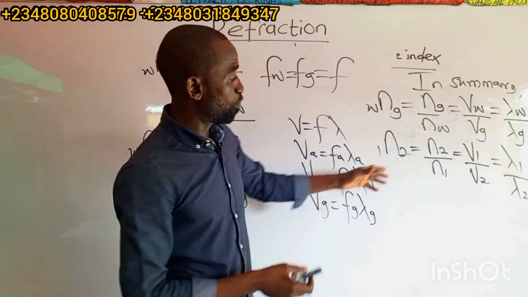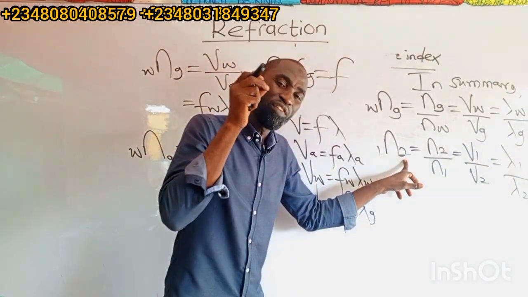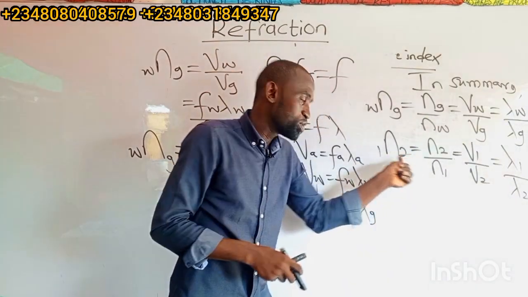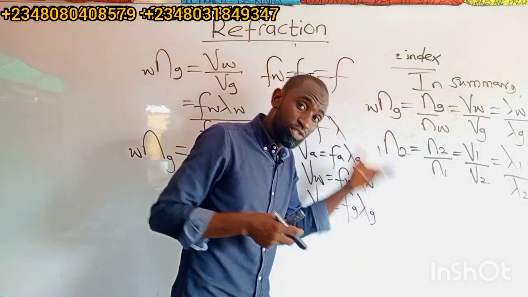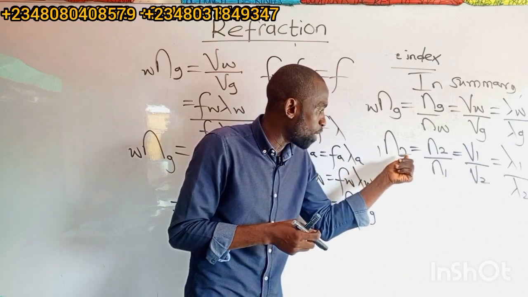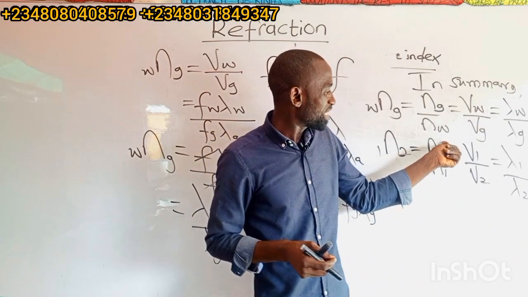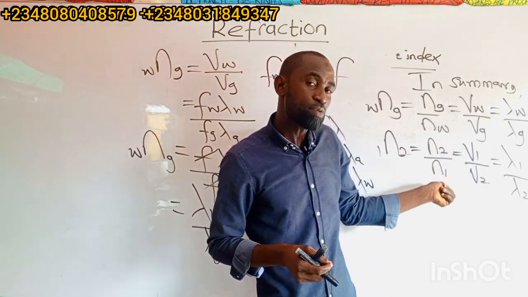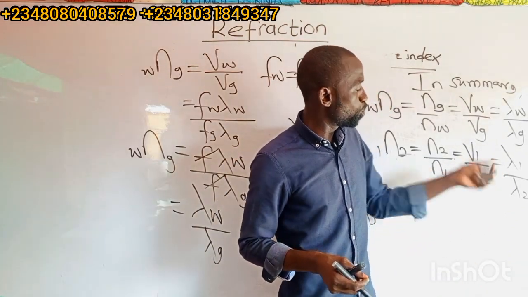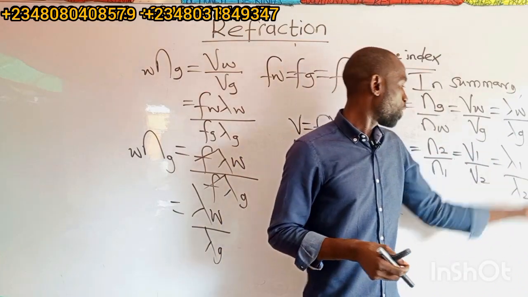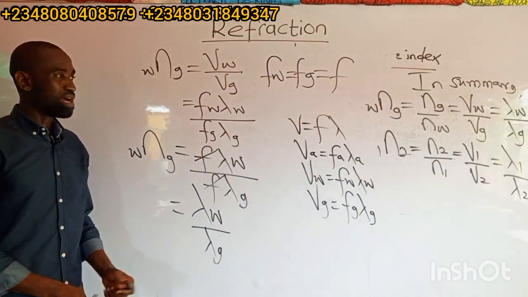If we are given a question in terms of medium 2 with respect to medium 1, this is called the refractive index of medium 2 with respect to medium 1. See the way I'm laying more emphasis on it, because I know this is where the challenge is. The refractive index of medium 2 with respect to medium 1 equals the absolute refractive index of medium 2 all over the absolute refractive index of medium 1, which also equals speed in medium 1 all over speed in medium 2, which also equals wavelength of medium 1 all over wavelength of medium 2. So you can use this formula to solve questions under refractive index.